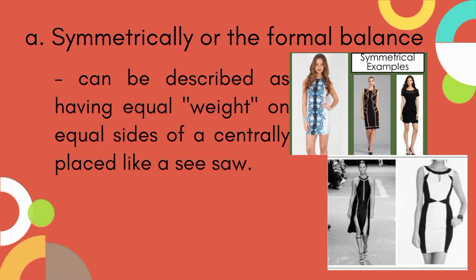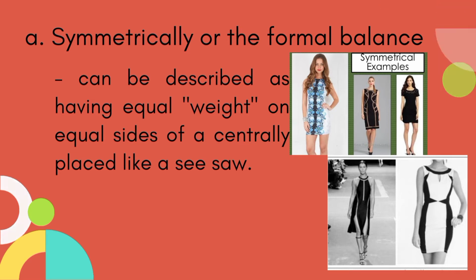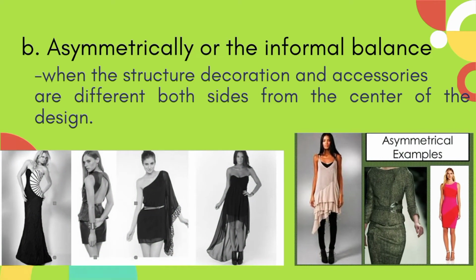Symmetrically, or the formal balance, can be described as having equal weight on equal sides of a centrally placed line, like a seesaw. This is an easy way of balancing, but such balance lends monotony to the design. Asymmetrically, or the informal balance, is when the structure, decoration, and accessories are different on both sides from the center of the design. In this design, attraction on both sides is created by using different accessories.